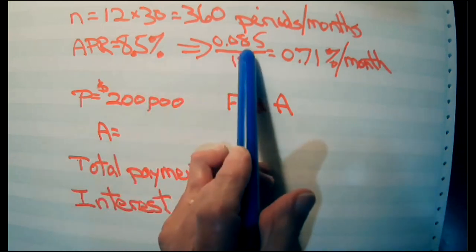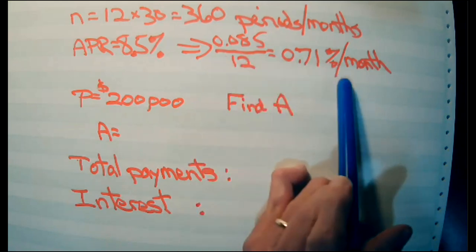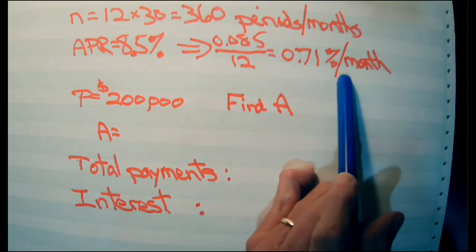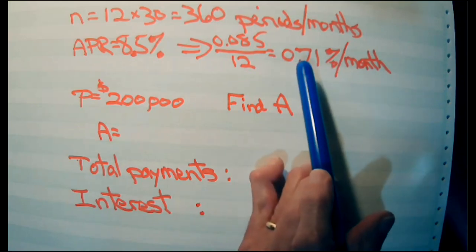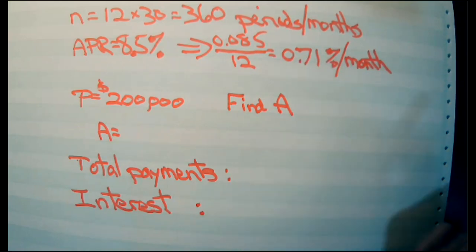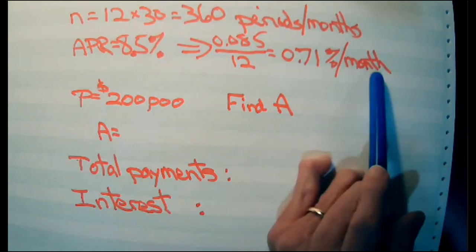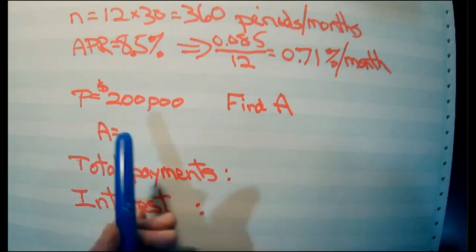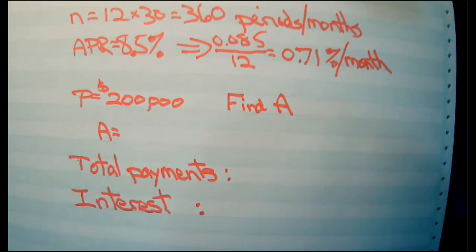We'll take the 8.5% in decimal form, 0.085 divided by 12. That means that we have 0.71% per month, 0.0071 or 0.71% interest per month. That is our I. So we have a P of 200,000. That's the initial principal of the loan. We want to find A.